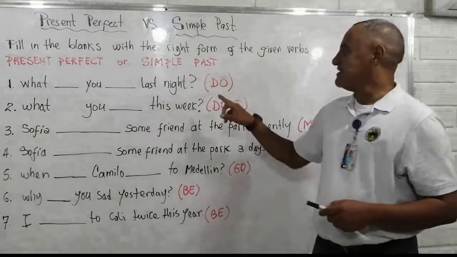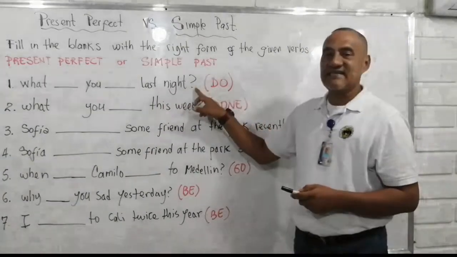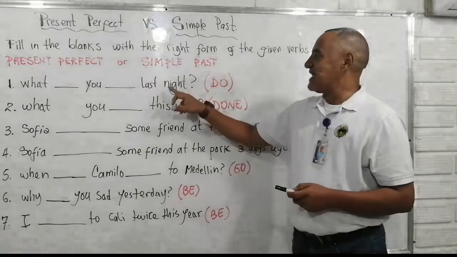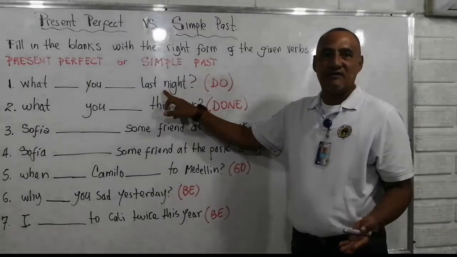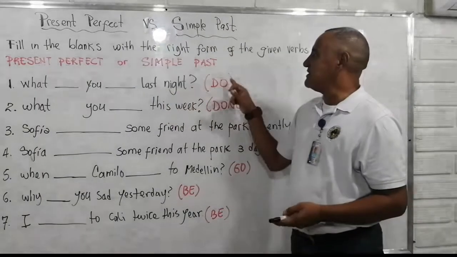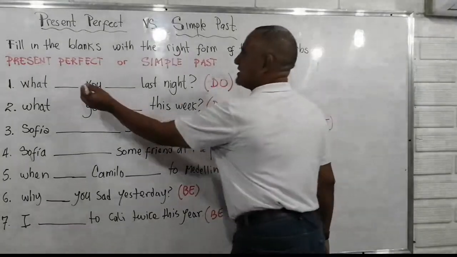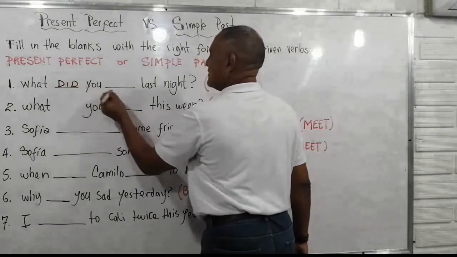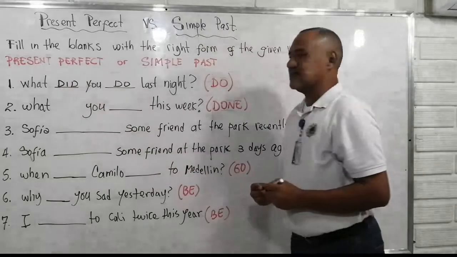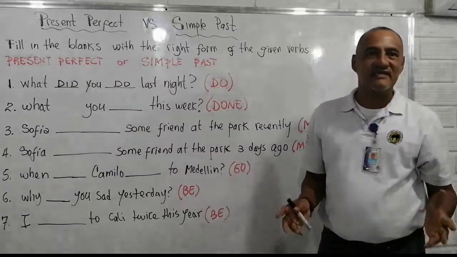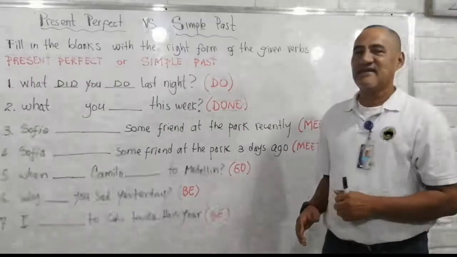Look at this. What do you do last night? Then we got here "do", and it is a question. Last night is a time marker. Tiene un tiempo determinado. Then this is simple past. All right. The solution is: what did you do? What did you do last night? ¿Qué hiciste anoche? Right. What did you do last night?